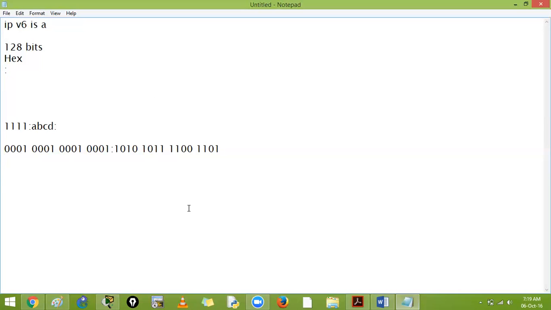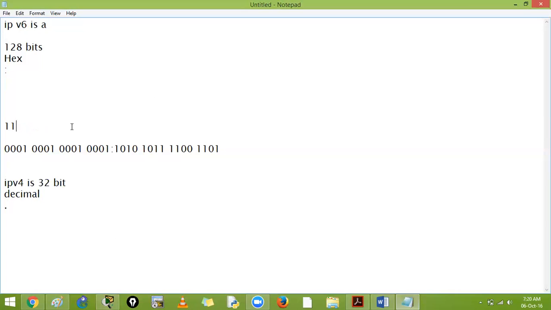Your IPv4 address is a 32-bit address. It is written in decimal format, like 1, 2, 3, 4 and 255, and it is separated by dots. Here, this is separated by colons. And how many hextets will you have? You will have 8 hextets like this.